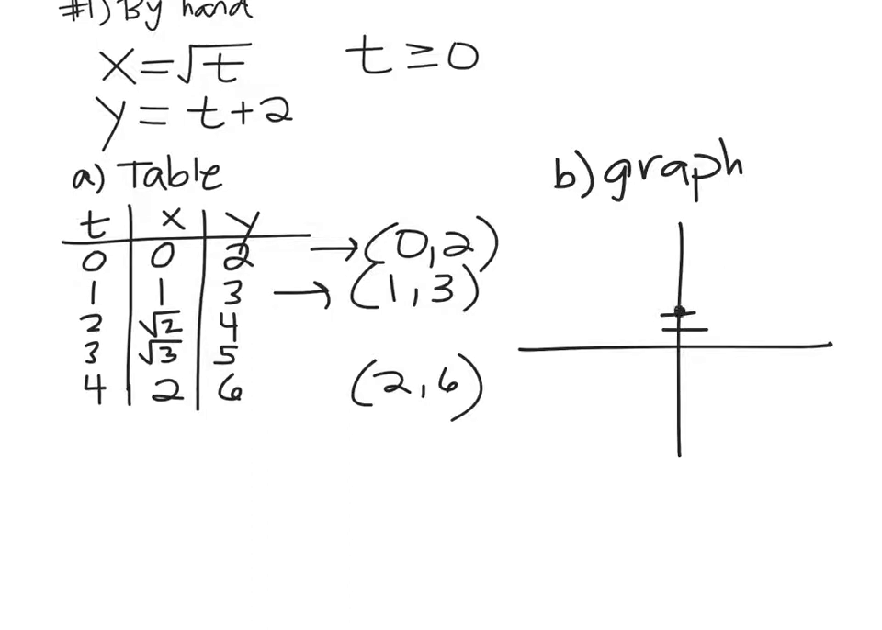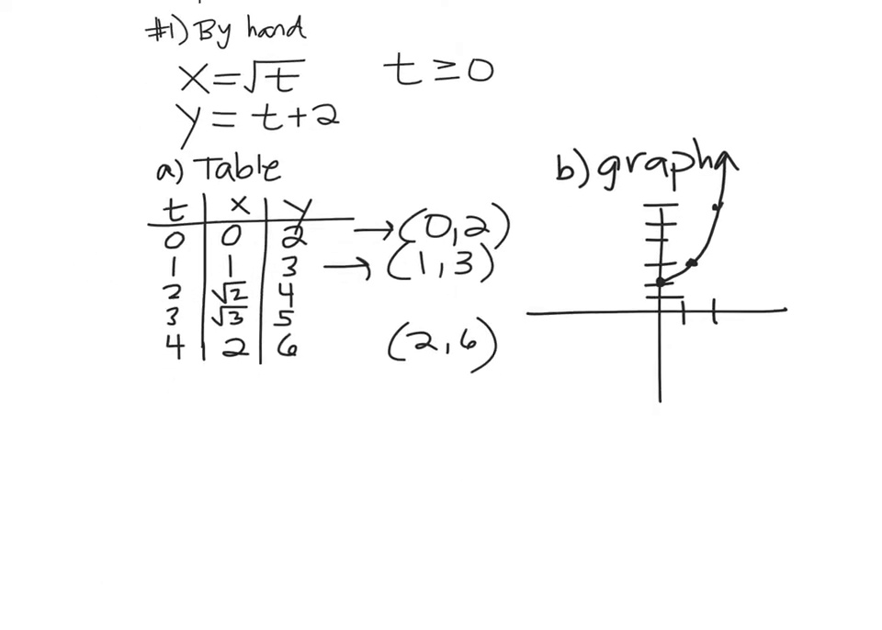And then I have 1, 3. And then at this point, it looks kind of linear. But then I have 2, 6. 2, 1, 2, 3, 4, 5, 6. And it curves out. And so it starts at t equals 0, and it goes up like that. Pretty cool. So it's half of a parabola. Half of a parabola that's shifted up 2.